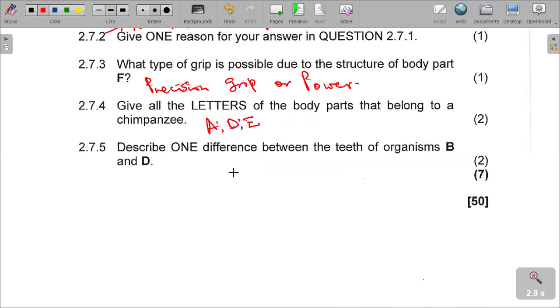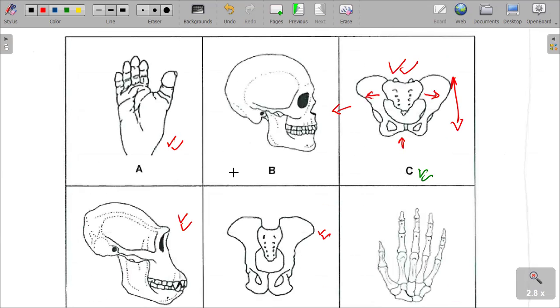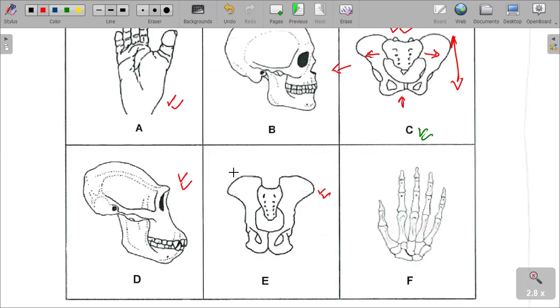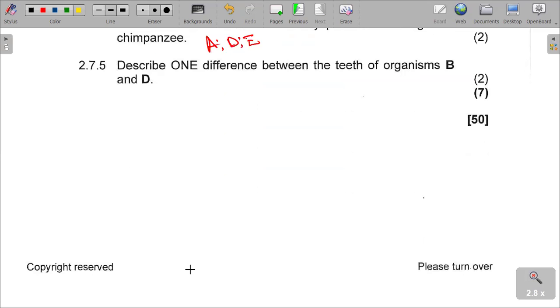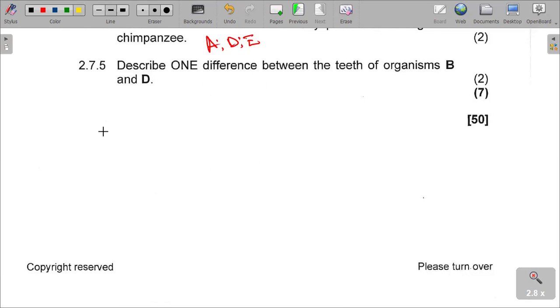Describe one difference between the teeth of organism B and D. The difference between B and D, what's the difference between the two in terms of their teeth? So here, organism B has smaller teeth, as we can see. Organism B has got smaller teeth, that is correct, which we can see there.